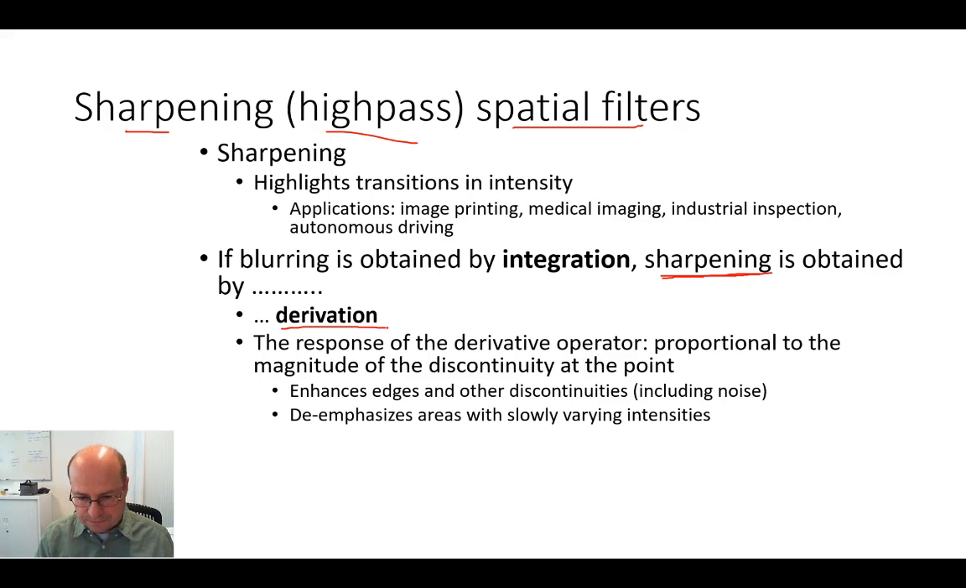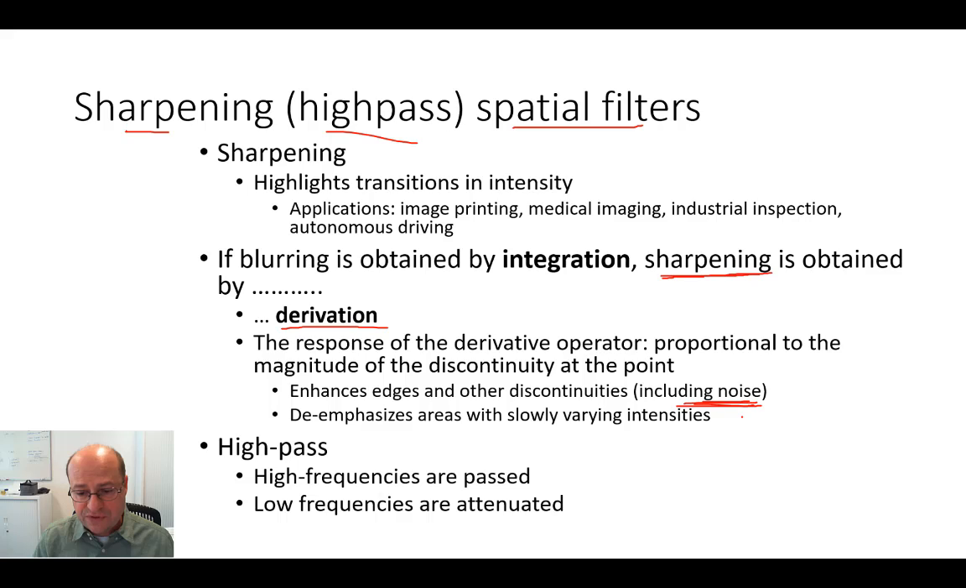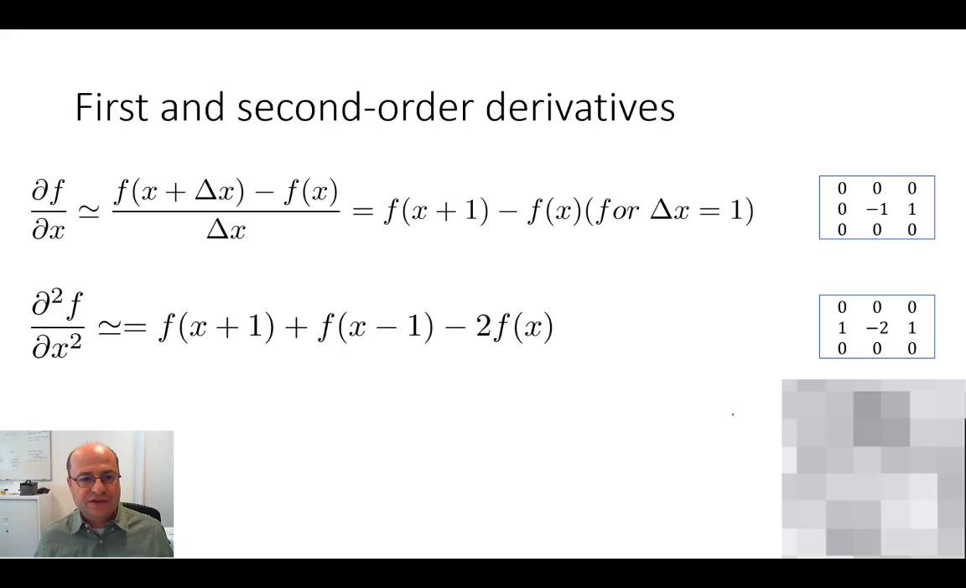Now let's see the maths. By enhancing the magnitude of the discontinuity at the points, it's used to enhance the edges and other discontinuities, including noise. So you're also enhancing noise. And it de-emphasizes areas with low varying intensities. This is a high pass, meaning that high frequencies are passed, whereas low frequencies are attenuated. And this is our well-known first derivative on one coordinate, and this is the second derivative on the same coordinate.